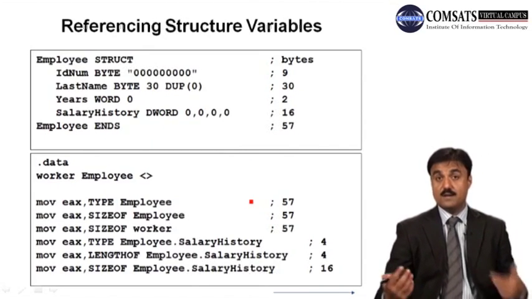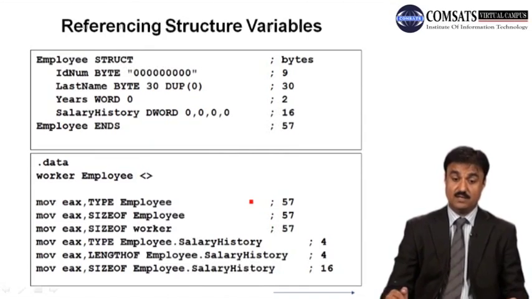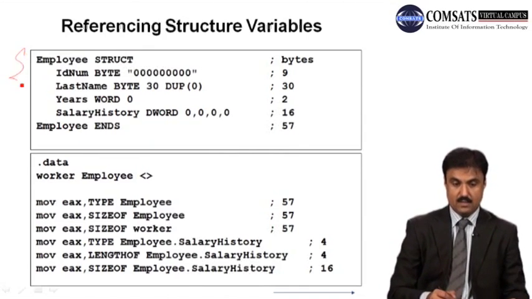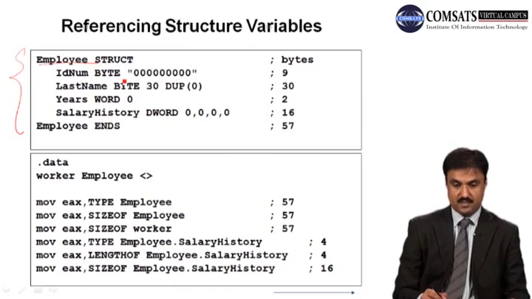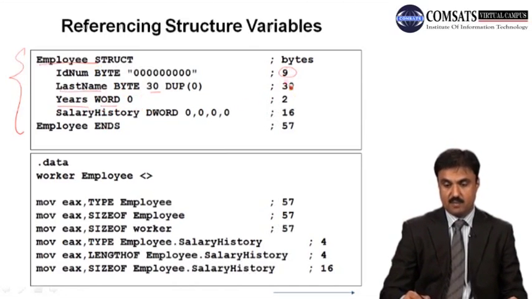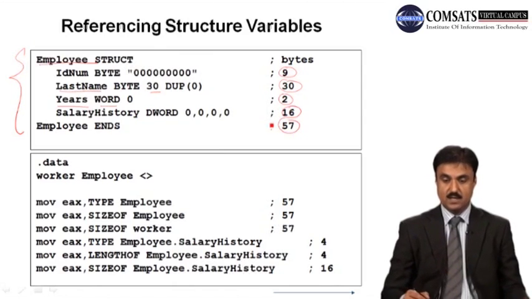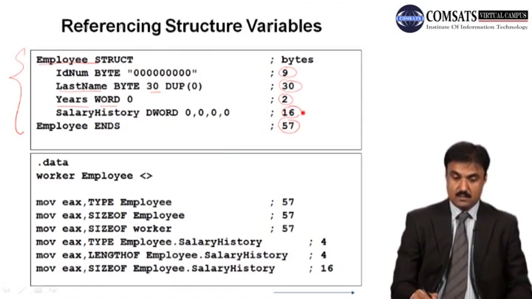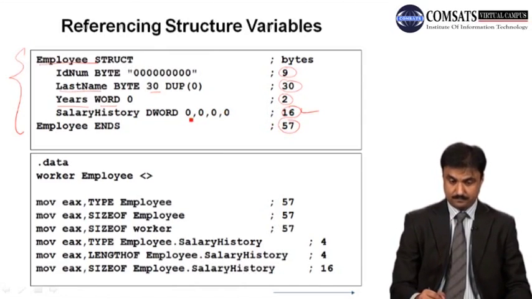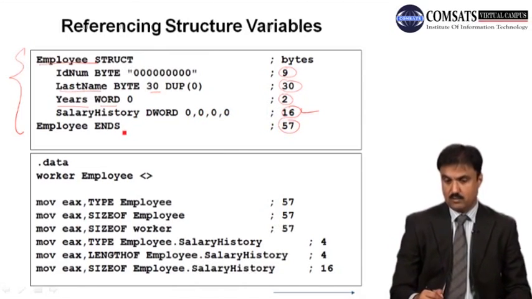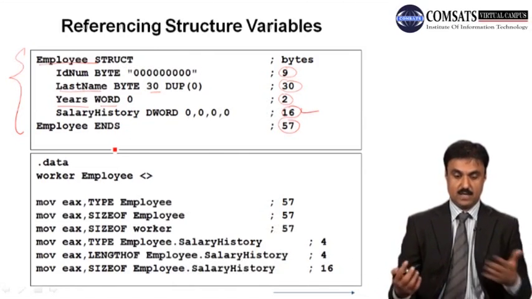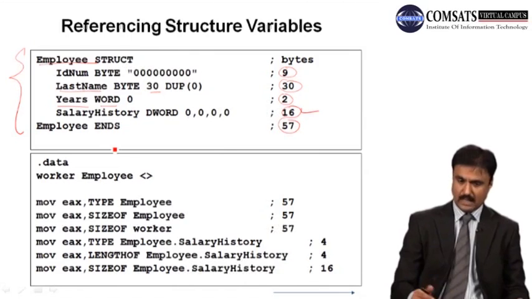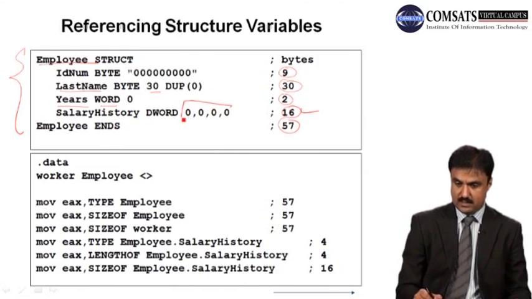Now, referencing: how can we refer to the variables or fields of that structure? For example, here the same employee structure is being used. Last name has 30 bytes, and year is a word type. We can see the number of bytes: 9 bytes, 30 bytes, 2 bytes, 16 bytes, and 57 bytes is the total. This is 16 bytes because there are 4 double words, so 4 multiplied by 4, because the size of a double word is 4 bytes, and this array has 4 elements.